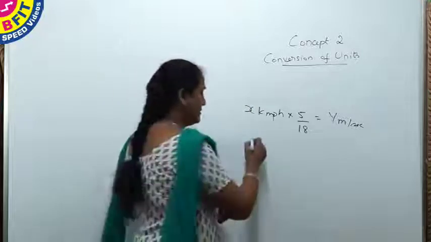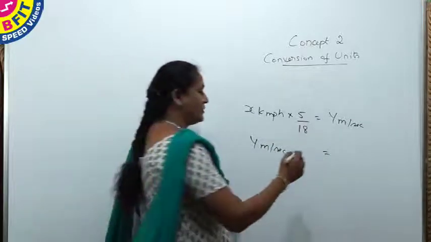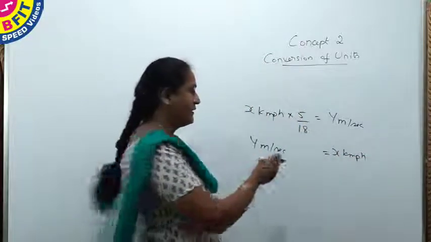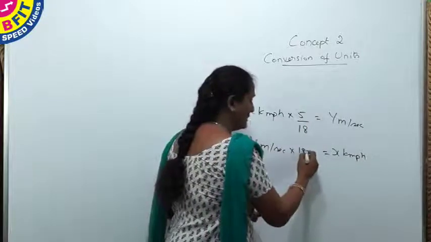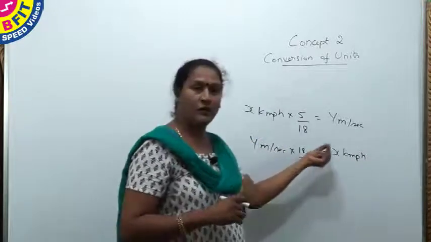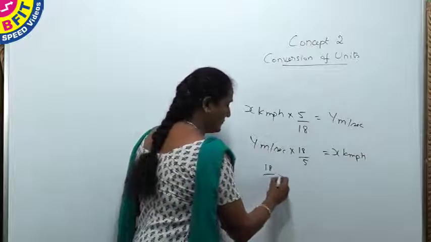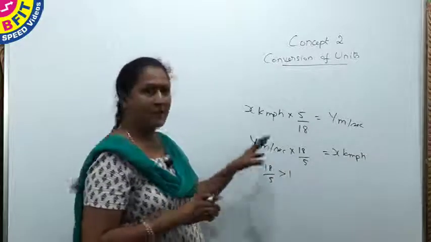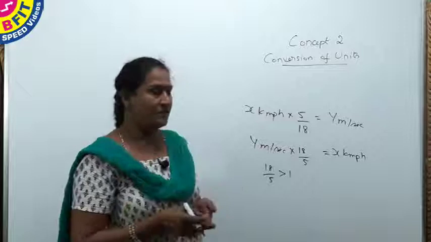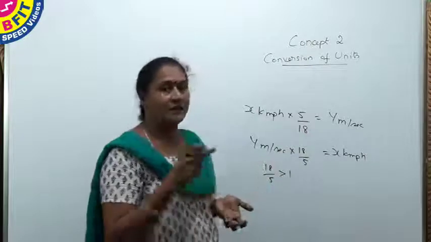Suppose the speed is given in meter per second. To convert this to kilometer per hour, you just reciprocate the factor. So we send this factor to the other side, making it 18 by 5. When you need to enlarge the units, that is from meter per second to kilometer per hour, to a higher unit, you multiply with the factor 18 by 5, which is greater than 1. So easily you can remember: to compress the units, multiply with a factor less than 1. To enlarge the units, from meter per second to kilometer per hour, multiply with 18 by 5, which is a factor greater than 1.